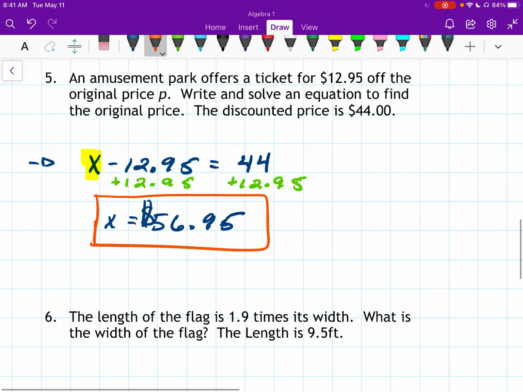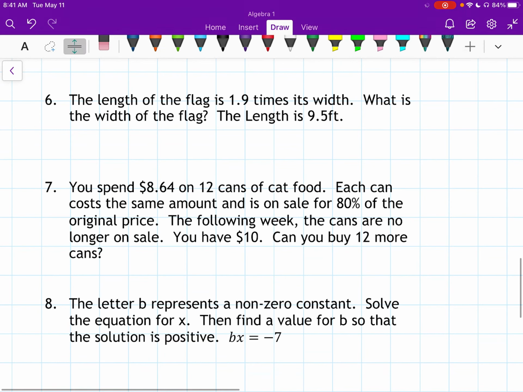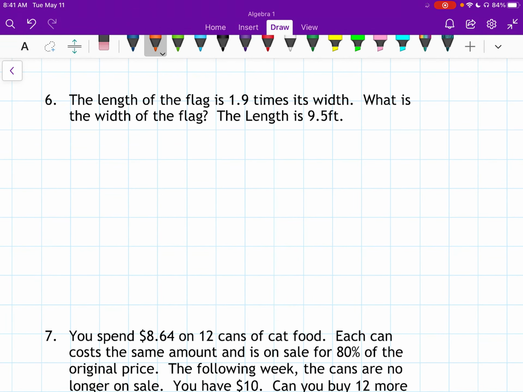Moving on to number 6. The length of a flag is 1.9 times its width. What is the width of the flag? So let's think about this. We've got a flag. The length of the flag is 1.9 times the width. So maybe the width would be x, and the length could be 1.9x.